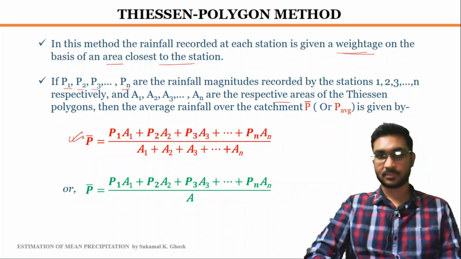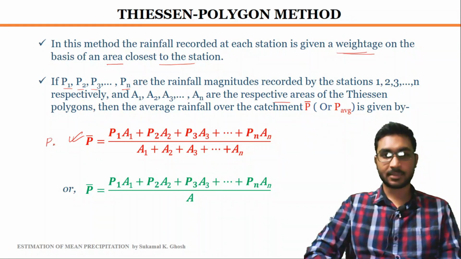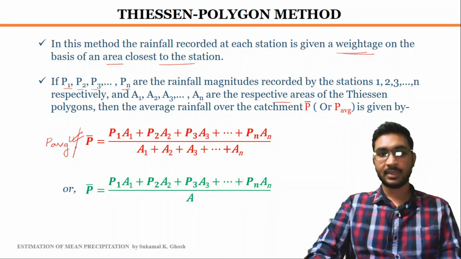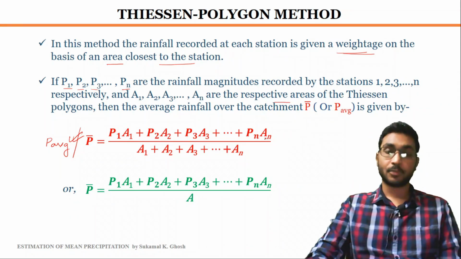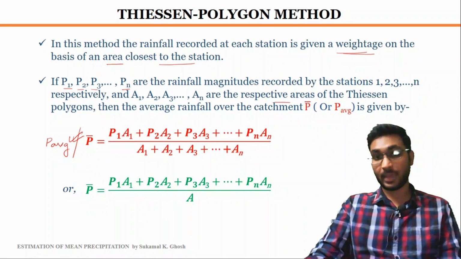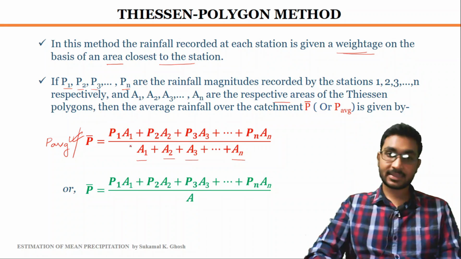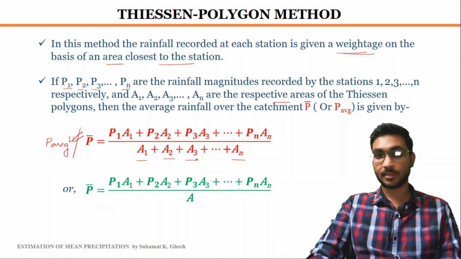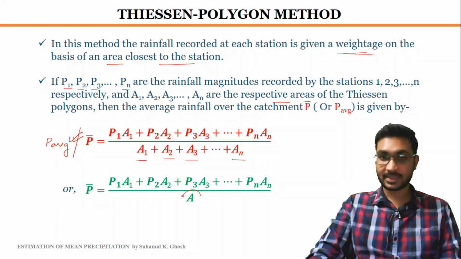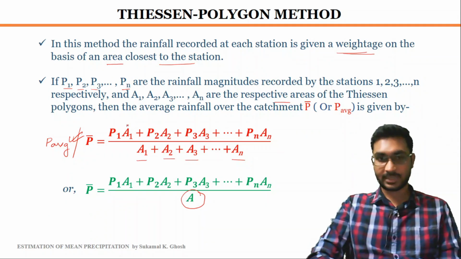that is P bar, or you can write it as P average, is equal to P1 into A1 plus P2 into A2 plus P3 into A3 plus up to Pn into An, divided by A1 plus A2 plus A3 up to An. And this A1 plus A2 plus A3 plus A4 up to An is nothing but the total area, and this total area is A.